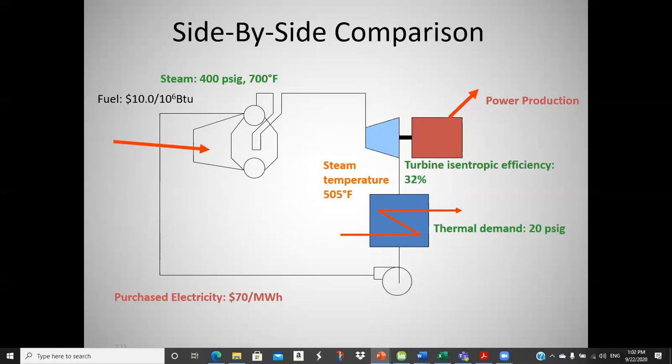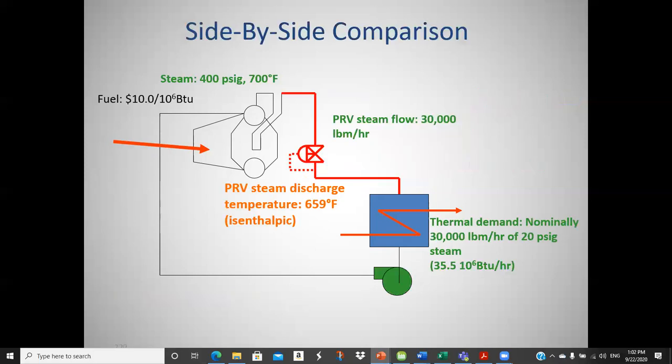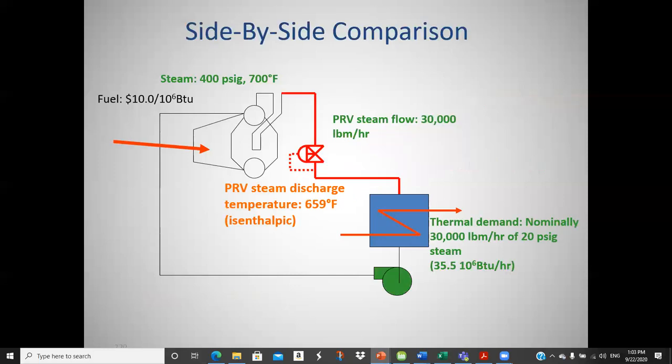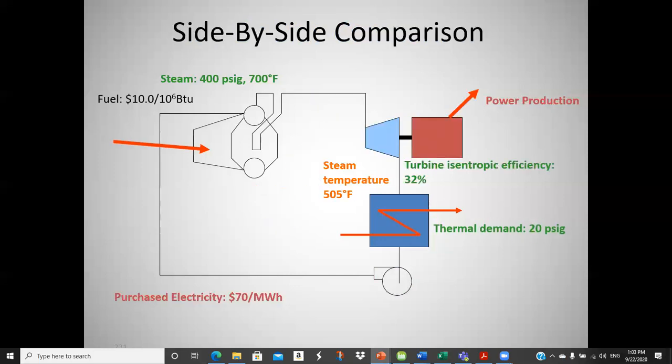Because see, I haven't changed my process, I need 35.5 million BTUs an hour to my process. Well, guess what? I used to have 659 degree steam. Now I have 505 degree steam. If I still need 35.5 million, what's going to happen to my steam flow to the process? It's got to go up. So that's something that we expect to see.